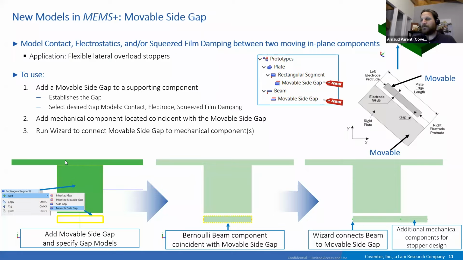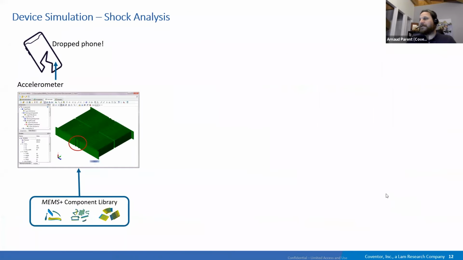We'll not go into details of how to add it, but basically you select the object on which you want to add the stopper. Here again it's a zoom of this part of the accelerometer, and you add the movable side gap. That would be a wireframe, and in this wireframe you add a flexible MEMS+ object. Here, for example, it's a Bernoulli beam. This Bernoulli beam you can attach to another object and fix it at some ends.